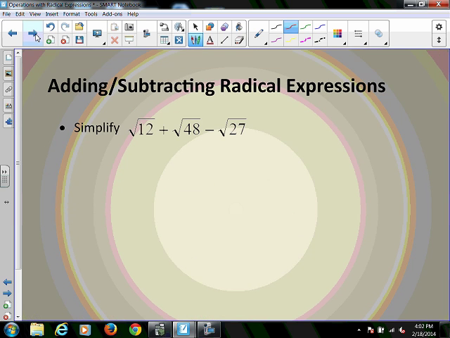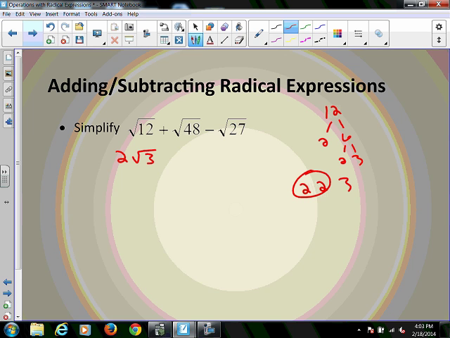Alright. Indexes are all the same here, but my radicands are not the same. But can we make them the same? Well, we're going to try. How do we do that? We're going to tree 12. We're going to get our prime factorization. We want groups of 2. So square root of 12 simplifies to 2 times the square root of 3.